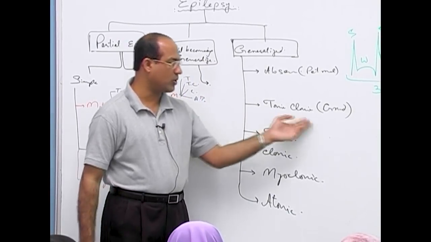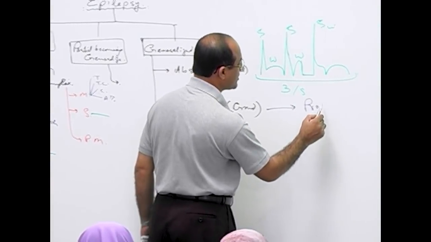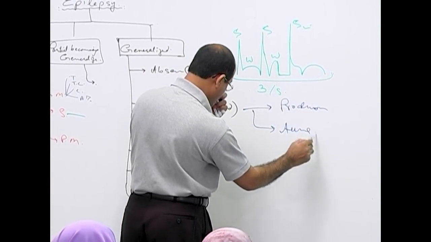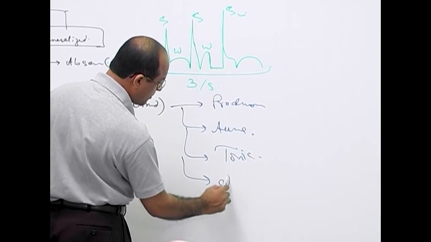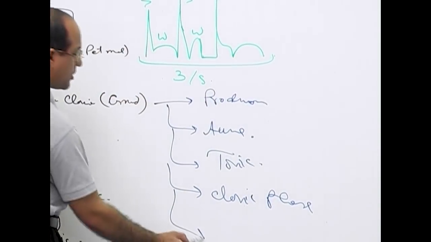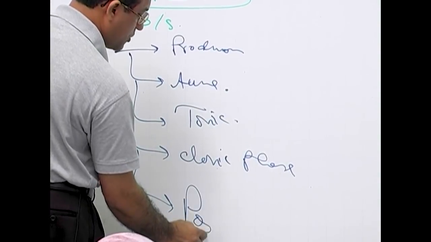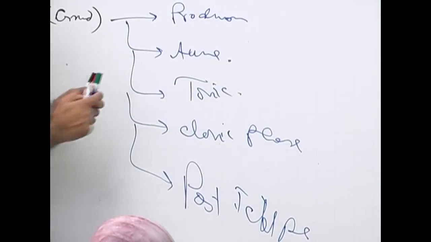Then we come to tonic-clonic. Tonic-clonic has different phases. In some cases there is a prodrome. Then there is, yes, aura. Then there is the tonic phase. I will explain every stage. Then of course it will be followed by the clonic phase, and then it may be followed by the post-ictal phase. A few words about everything.